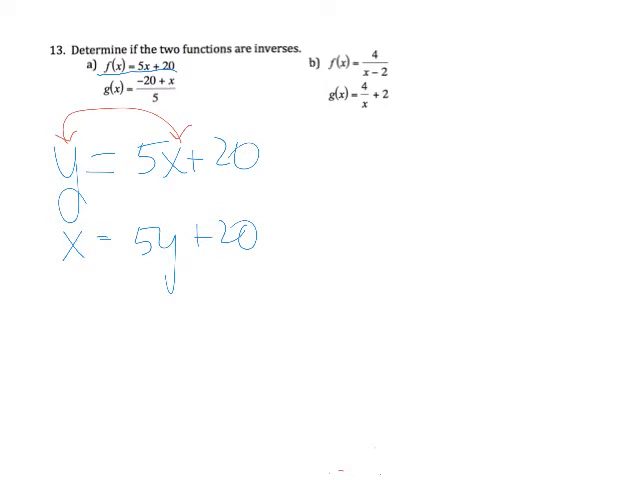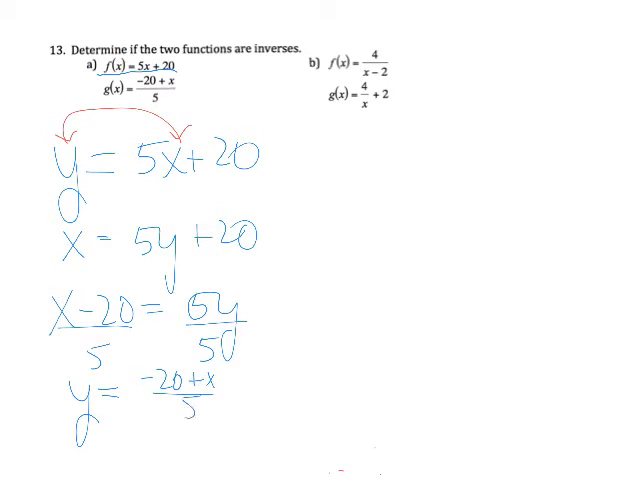So you're going to subtract 20 from both sides. So I get x minus 20 equals 5y. And then you divide everything by 5, right? And so you get y equals, now we wrote it a little differently, you can do negative 20 plus x over 5. And if you notice, this is the same thing as up here. Those two are the same thing. So they actually are inverses. f of x and g of x are inverses of each other.